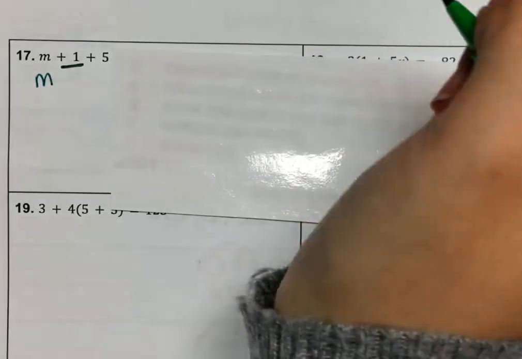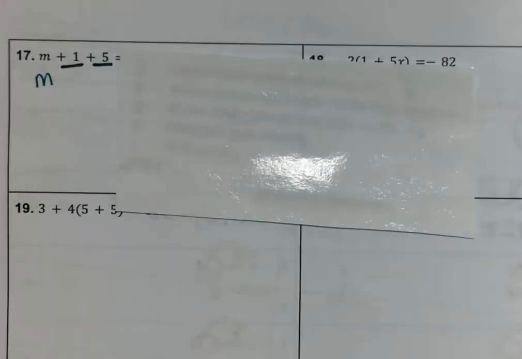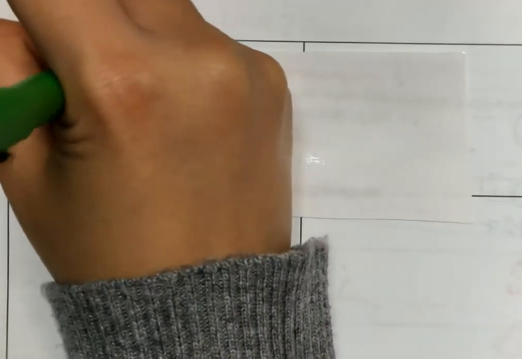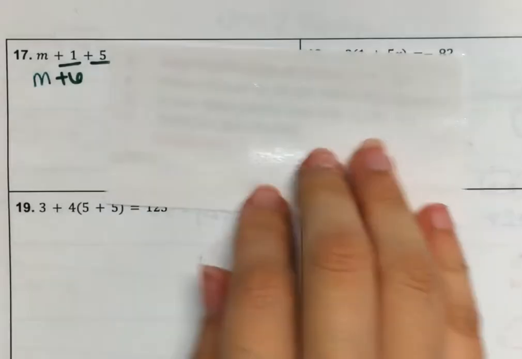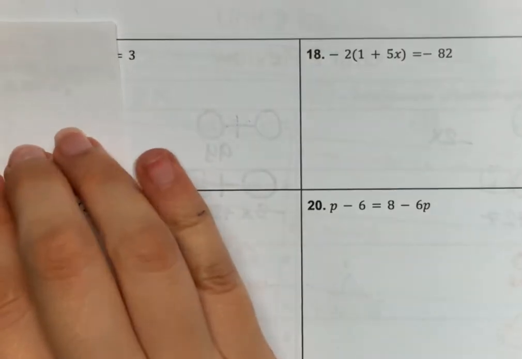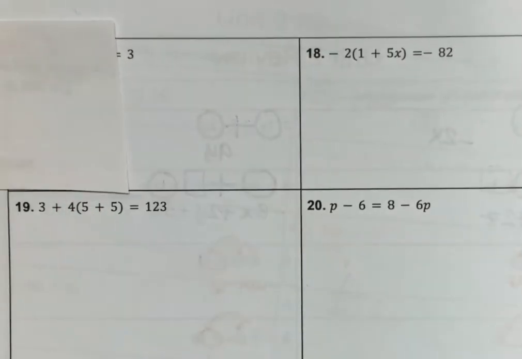However, notice that you have a constant positive 1 and a constant positive 5. I can combine that. I can do 1 plus 5, which is 6. So I can combine like terms. On the right side of my equal sign, there's only one number, so it can't combine with anything. That's why I keep it the same.